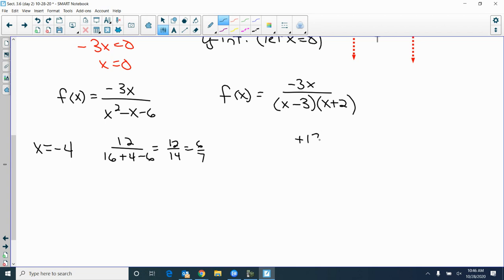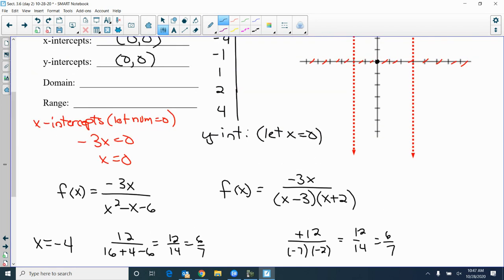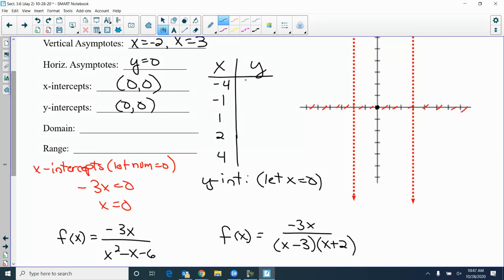That's positive 12. -4 minus 3, -7. -4 plus 2, -2. That gives me 12 over positive 14. You really got to watch your signs, because if you get a sign wrong, then your graph's going to be really difficult to piece together. So I got 6/7. It doesn't come out to a great number, but that doesn't matter. I'll plot it here in a second.